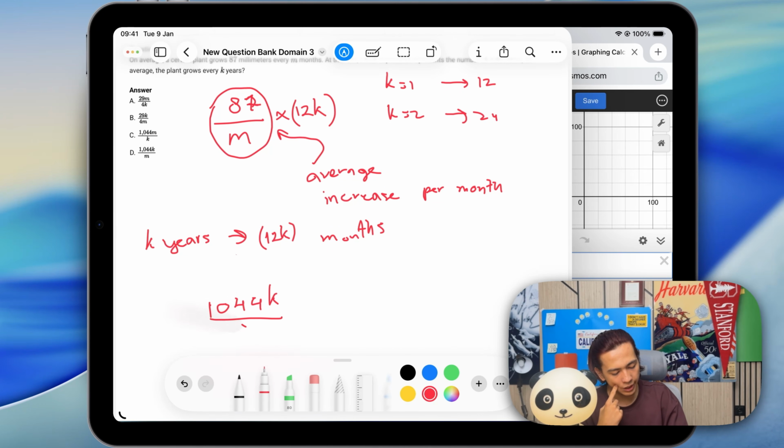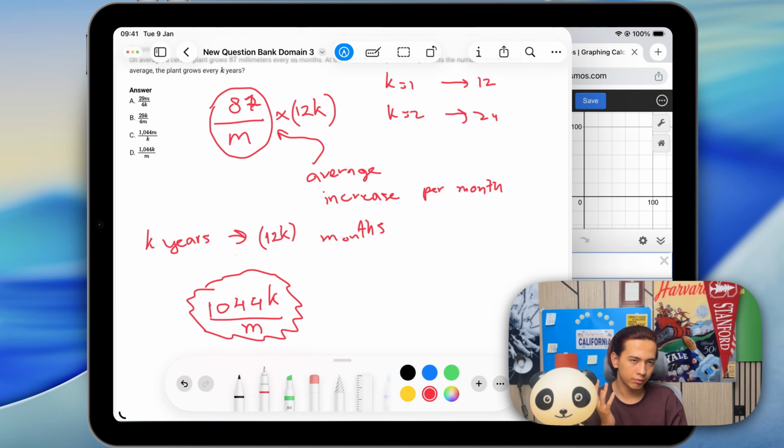1044k over m. So this expression is going to give you how much the plant will increase by on average every k years, right? So the hard way of going through this question is this, where you have 87 over m, which gives you the average increase in 1 month, and then you convert it to years, right? You basically multiply by 12 to get 12k, to get the every k years increase there, right? So it's going to be option D here, right? Super difficult when you're doing it for the first time.